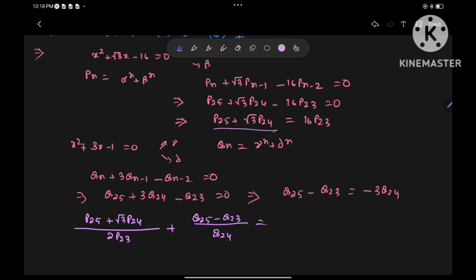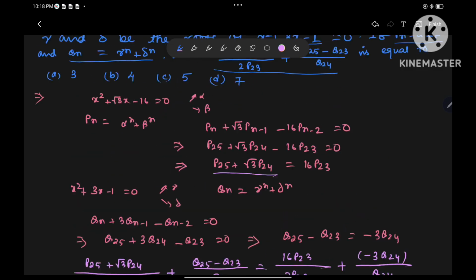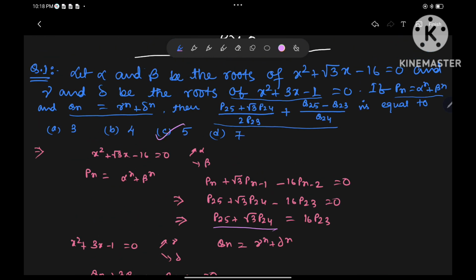So what is the value of P25 plus root 3 P24? That is 16 P23 by 2 into P of 23 plus, and what is the value of Q25 minus Q23? That is minus 3 into Q24 by Q of 24. So that is 8 minus 3, which equals 5. So what is our answer? That is 5. And it is a question of JEE Mains 2025 April.